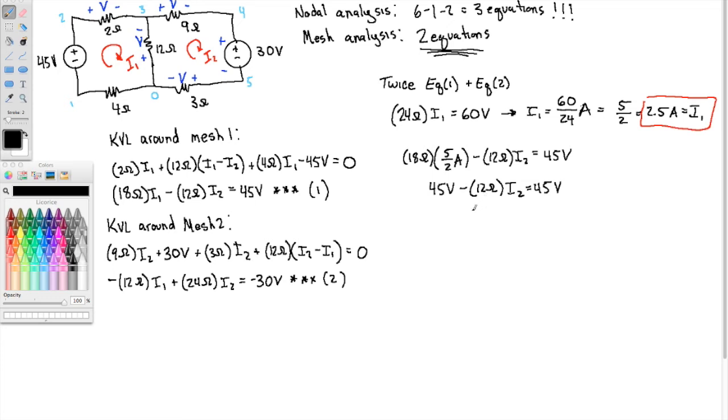Alright, so again, unfortunately we're going to get a branch current here, that's I2, we're going to get a mesh current that is equal to 0. So that's our other solution. I2 is equal to 0. Alright, remember these are the hypothetical currents.